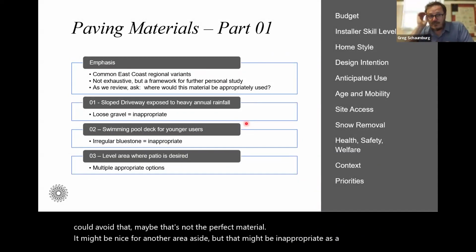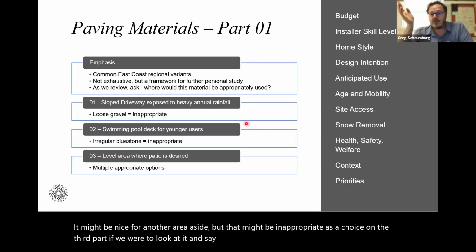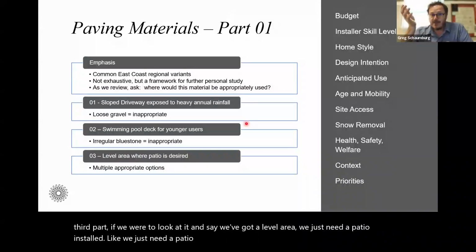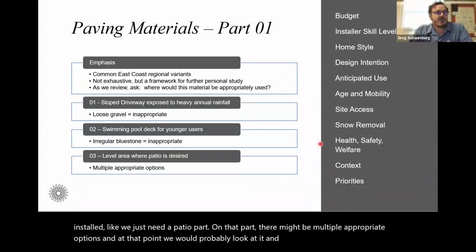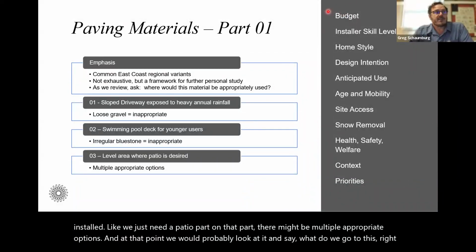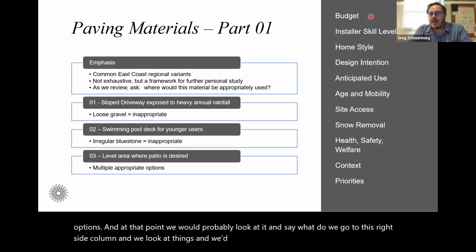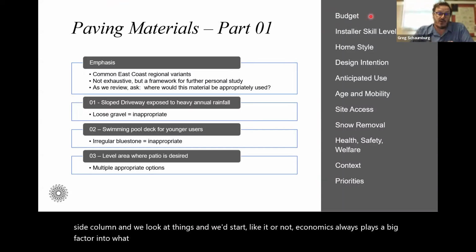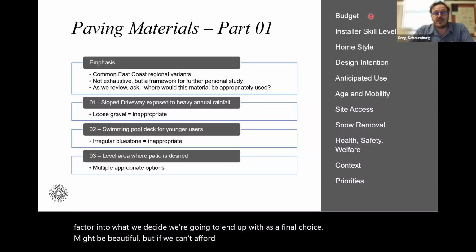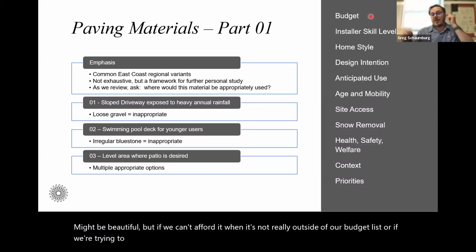On the third part, say we've got a level area and we just need a patio installed. There might be multiple appropriate options, and at that point we would go to this right side column and look at things. Like it or not, economics always plays a big factor in what we decide on as a final choice. It might be beautiful, but if we can't afford it, or if we're trying to make sure the budget stretches.